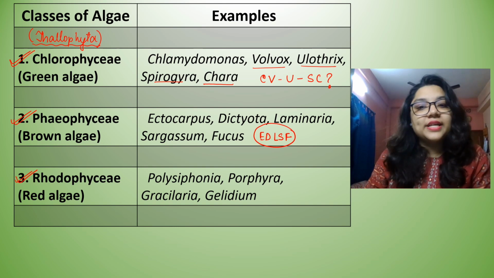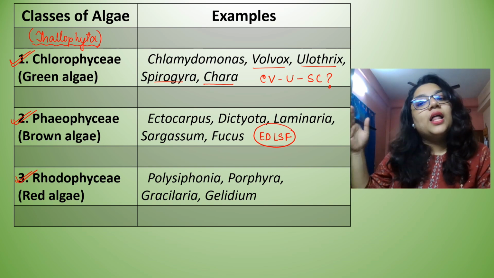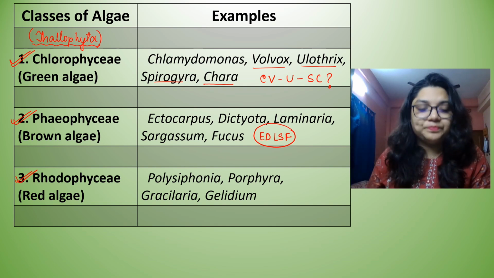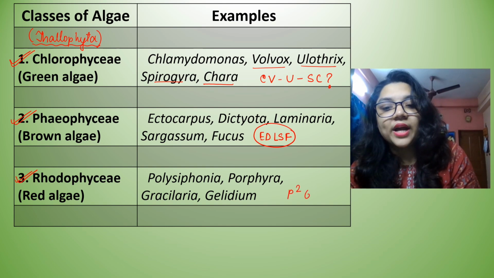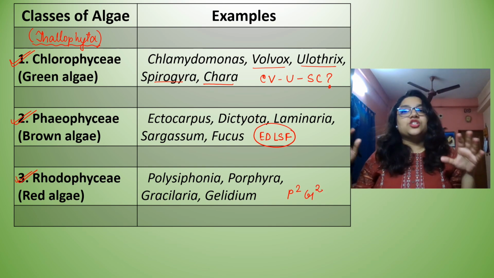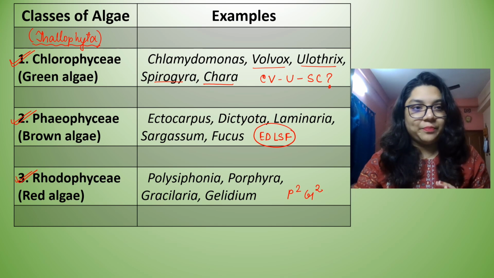Okay, so for phaeophyceae I remember ED, LSF. That is Ectocarpus, Dictyota, Laminaria, Sargassum and Fucus. For rhodophyceae, red algae, I remember P square, G square. Just that. P square, G square. Polysiphonia, Porphyra, Gracilaria, Gelidium. Okay?